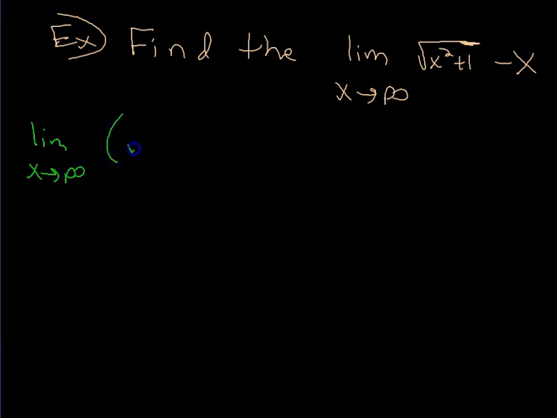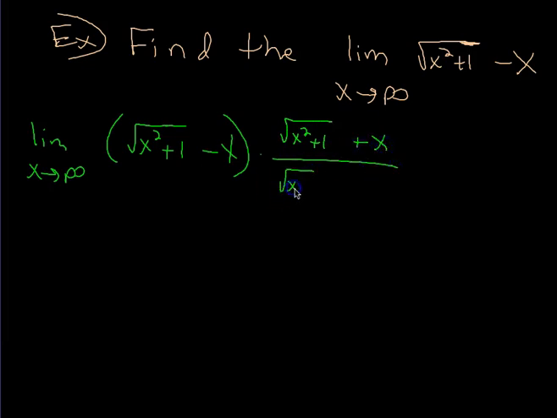I'm going to rewrite this first term as x plus 1, square root of x squared plus 1 subtract x in parentheses. I'm going to multiply it by the conjugate here, over itself, so it's really the same thing as 1. So we multiply by the conjugate, which is the square root of x squared plus 1 plus x, over the square root of x squared plus 1 plus x. So that's the conjugate over itself of what's in parentheses there.